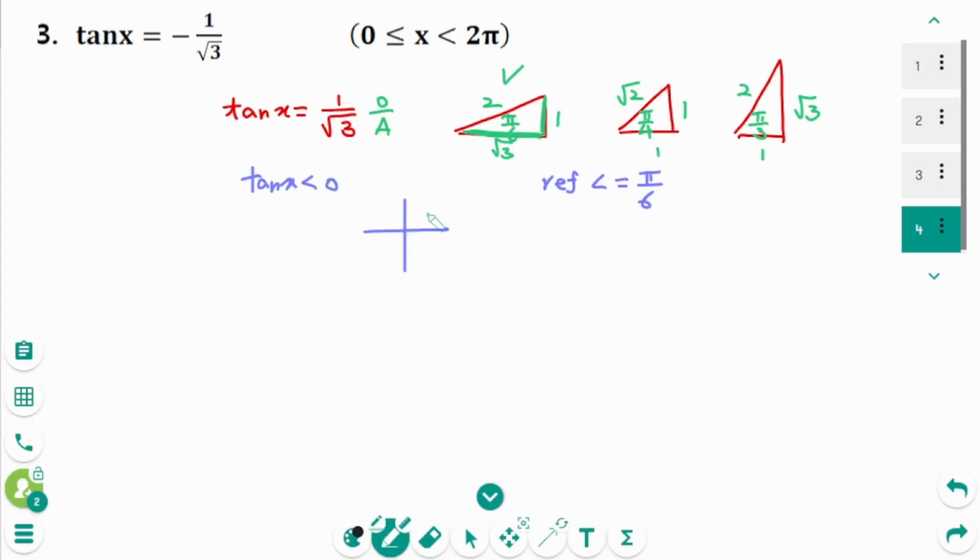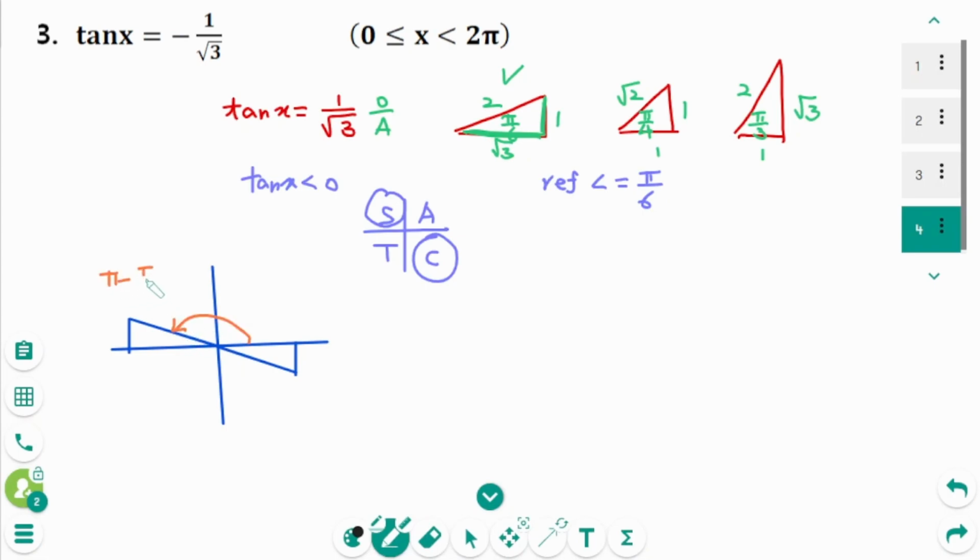Then use ASTC. The tangent is negative in quadrant 2 and 4. Then draw the 2 triangles with the respective angle of pi over 6 in quadrant 2 and 4. The first one is pi minus pi over 6, which is 5 pi over 6. And the second one is 2 pi minus pi over 6, which is 11 pi over 6. And x equals 5 pi over 6 and 11 pi over 6.